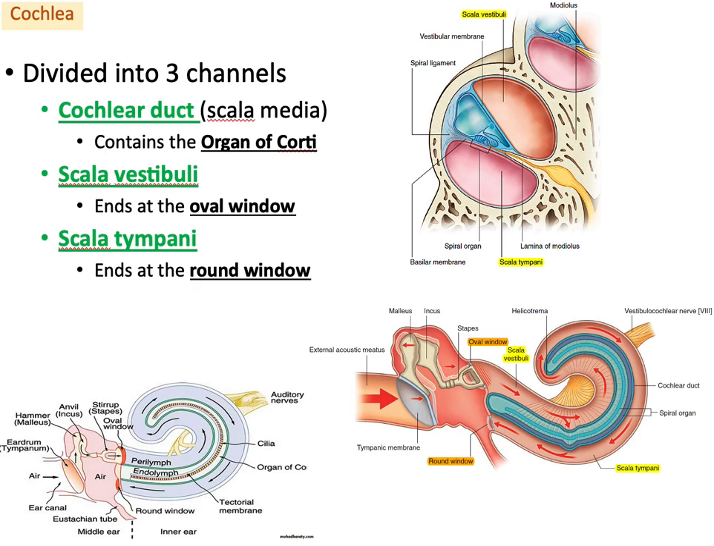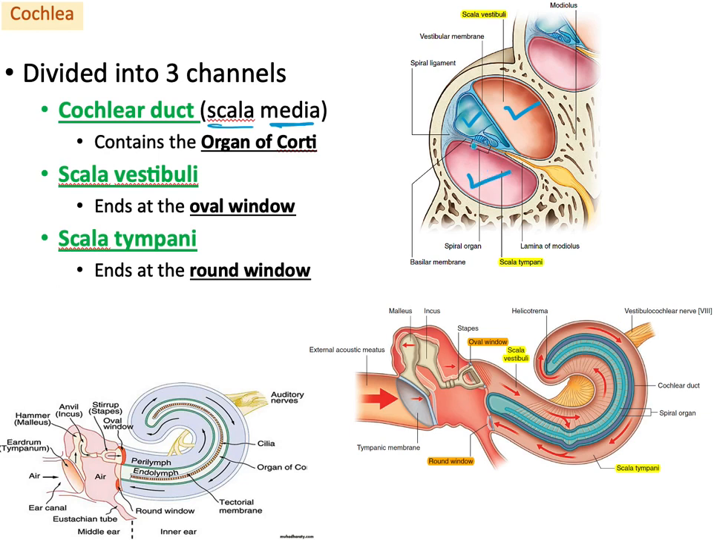The most important one here is the cochlear duct. We call it scala media, because it's in the middle between the scala vestibuli and scala tympani. So you have the 3 channels: scala vestibuli, scala media, and scala tympani.